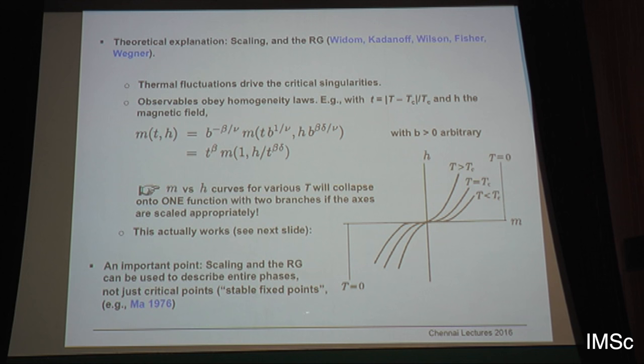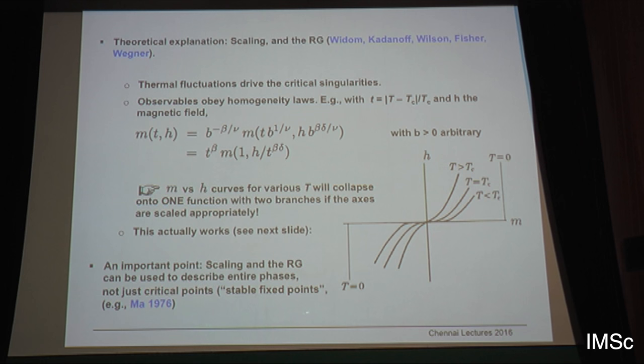Delta is the one that tells you how the magnetization varies at criticality as a function of the magnetic field. So what scaling predicts is that if you look at, for instance, a plot of magnetization versus field, or here it's field versus magnetization, then you see for temperatures higher than the Curie temperature, the magnetization increases from zero as a function of field. For temperatures below the Curie temperature, in zero field, the magnetization is non-zero, plus or minus, depending on whether the field is plus or minus. And then it still increases, of course, as a function of field.